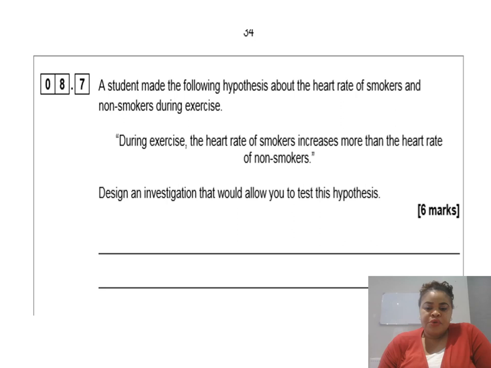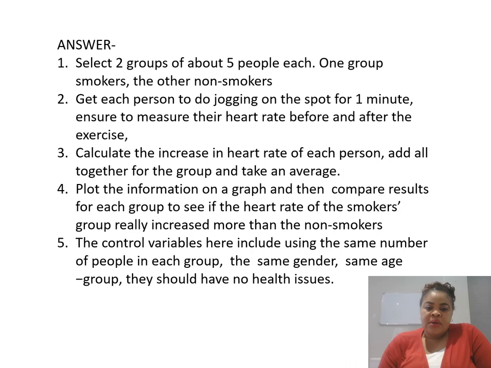This is a question about designing a practical to test a hypothesis. This is a 6 mark question. Let's look at the answer. Next slide. Here the emphasis is on the number of people in each group. You definitely have 2 groups, one for the smokers and the other for non-smokers, and then you get them to do a named exercise like jogging on the spot for 1 minute. Then you measure their heart rate before and after the exercise. Then you calculate the increase in heart rate of each person. When you add all of these together and take an average, you get the average for each group. And at the end, you can compare and make your conclusions.